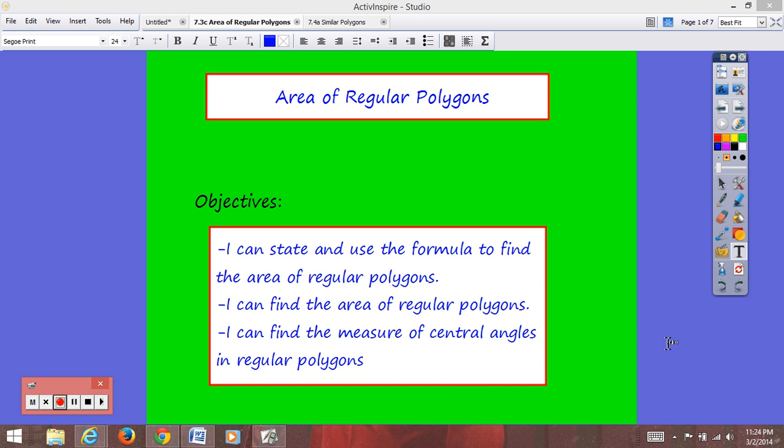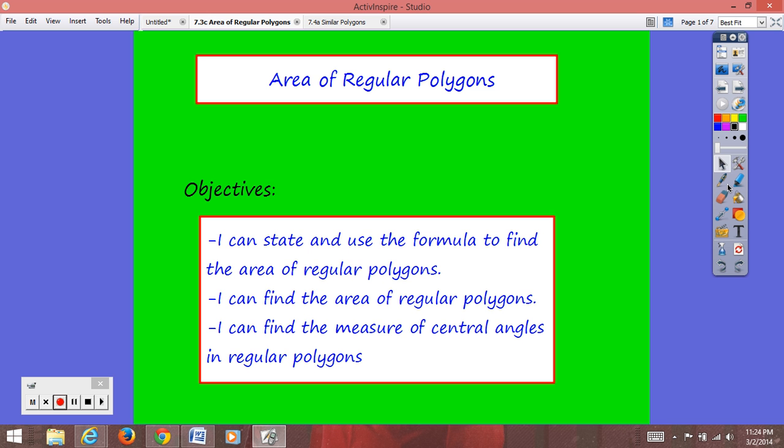So the topic of today's video is area of regular polygons. Our objectives: I can state and use the formula to find the area of regular polygons, I can find the area of regular polygons, and I can find the measure of central angles in regular polygons.